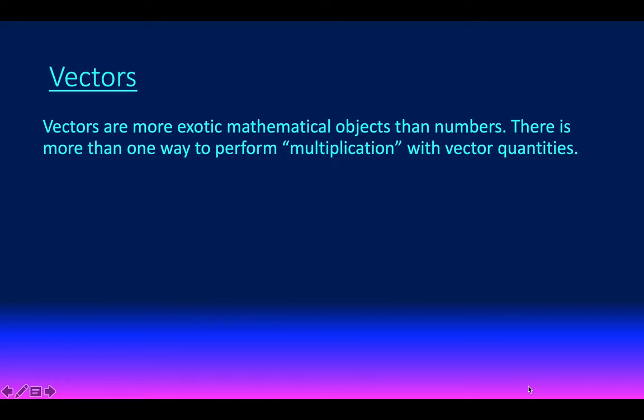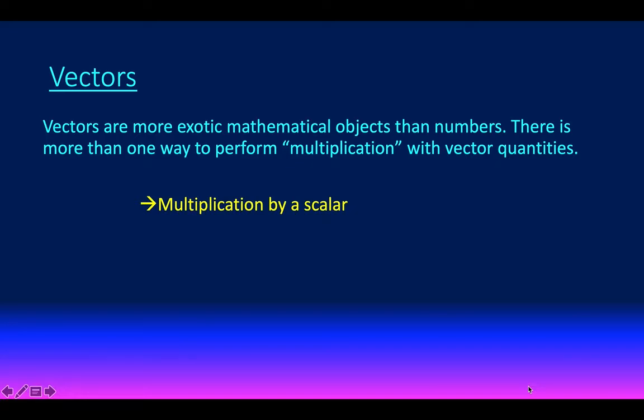In this course, beyond just using numbers, beyond just using scalar quantities, we work with vector quantities, and vectors are a more exotic type of mathematical object than scalar quantities. As a consequence of this, there is more than one way to perform multiplication with vector quantities. One type of multiplication with a vector we could work with is multiplying a scalar by a vector. This is a type of multiplication that we are going to work with explicitly very soon.